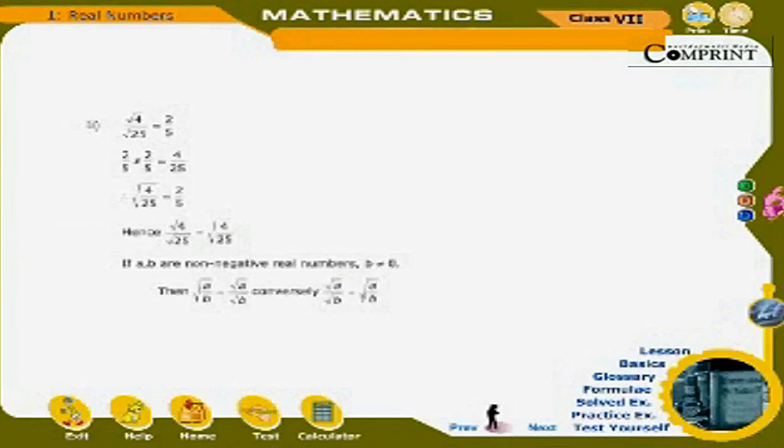Second, √4 / √25 = 2/5. (2/5) × (2/5) = 4/25. Therefore, √(4/25) = 2/5. Hence, √4 / √25 = √(4/25). If a, b are non-negative real numbers, b is not equal to 0, then √a / √b = √(a/b). Conversely, √(a/b) = √a / √b.